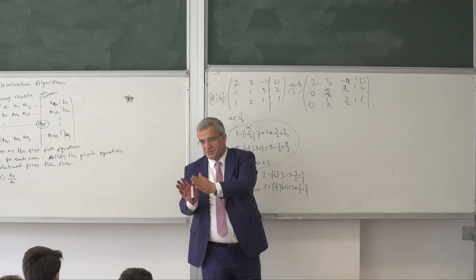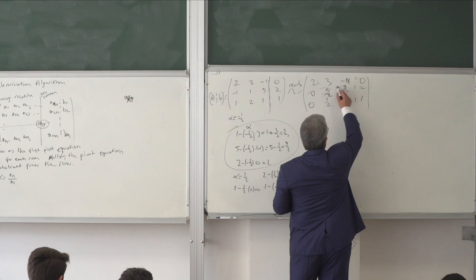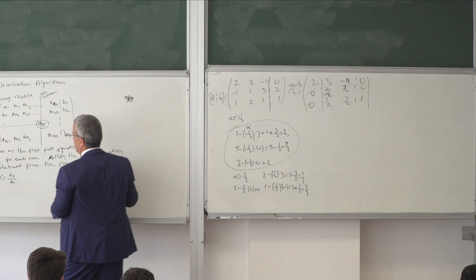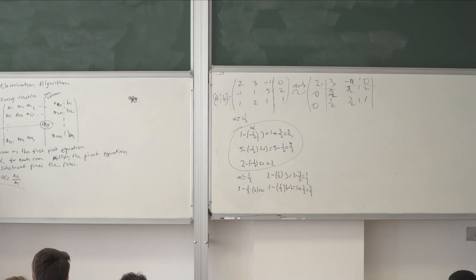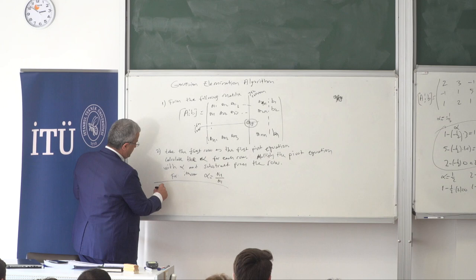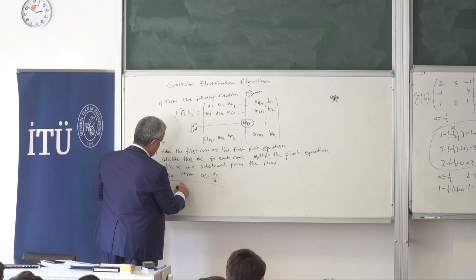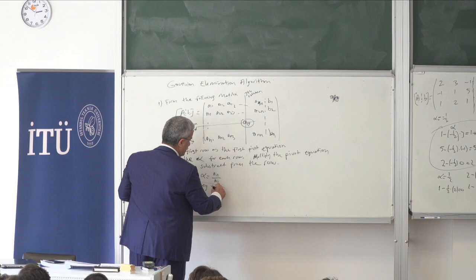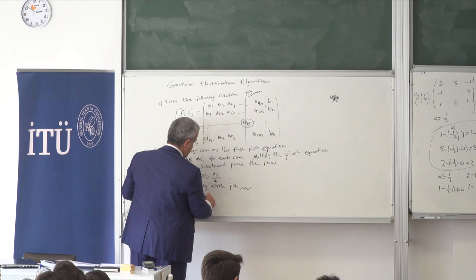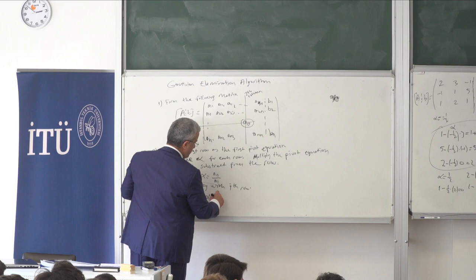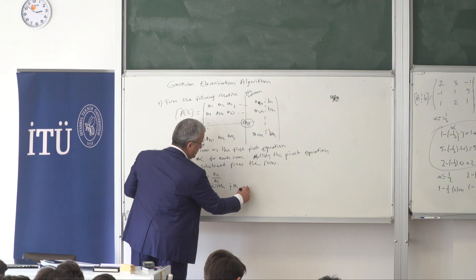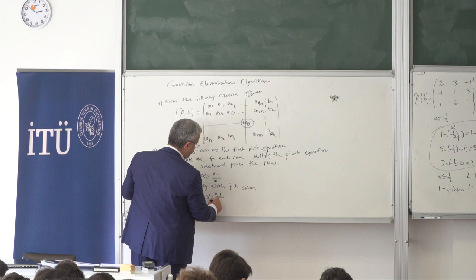Now, when you are dealing with the jth row, in the jth column, alpha is a_ij over a_jj. Okay?